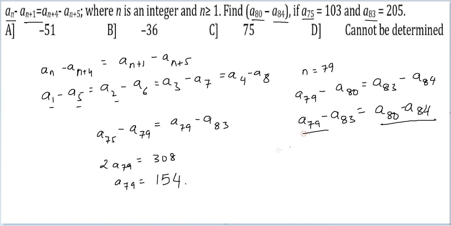I know the value of a_79, which is 154. I know the value of a_83, which is 205. So this should be equal to minus 51. The answer to our question should be option A.